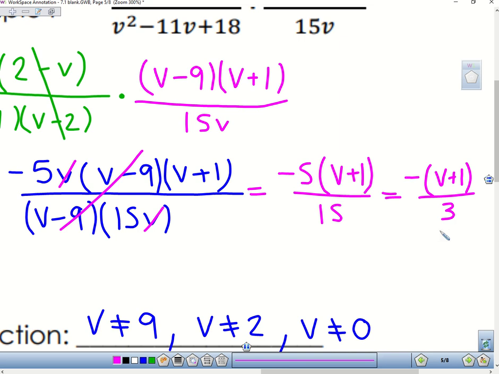Now, in this case, where it's the negative v plus 1, if the answer were multiple choice, they could have also distributed that negative 1 out. So another equivalent version of this answer would be negative v minus 1 over 3. Okay? They could have distributed that negative 1 out. So just be aware of equivalent expressions, okay?